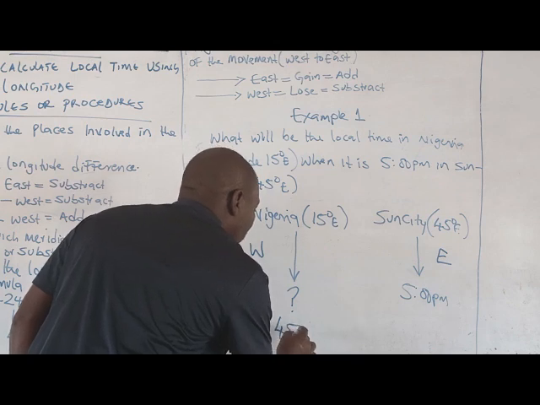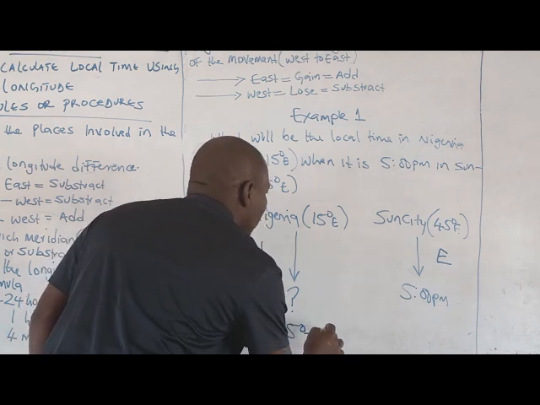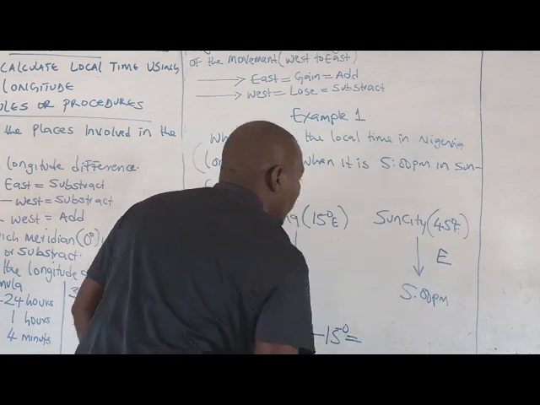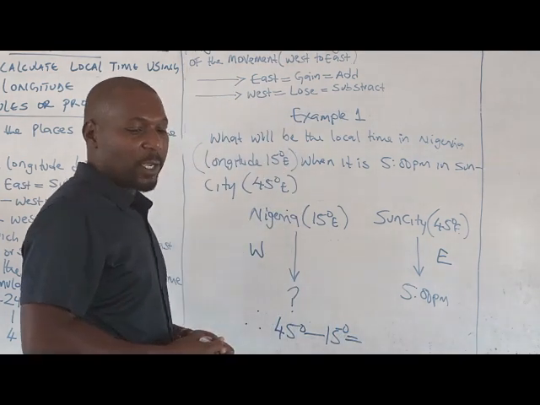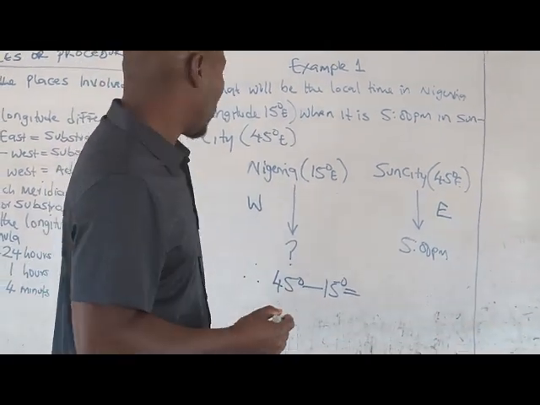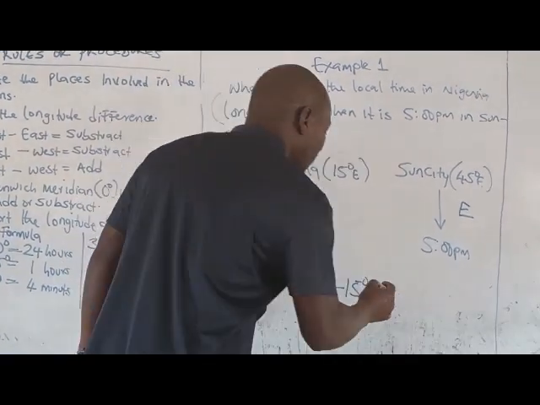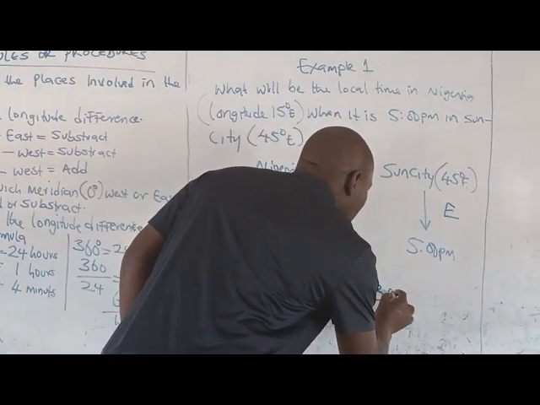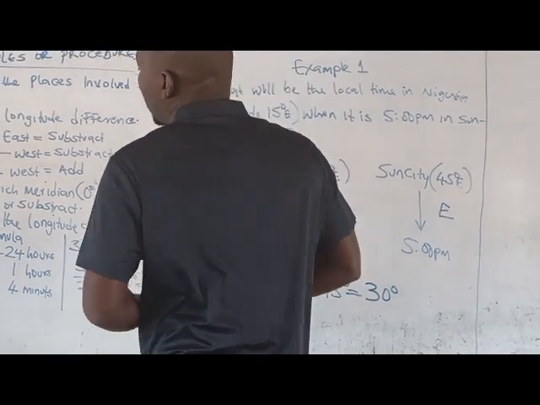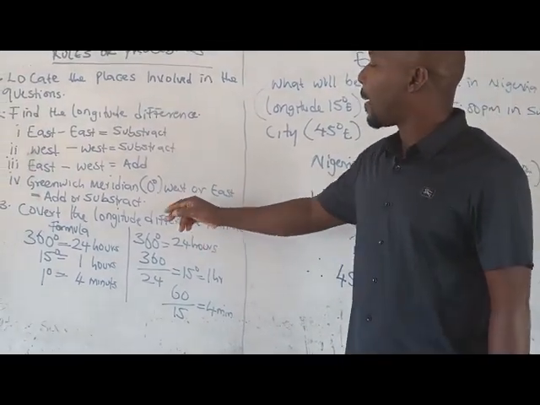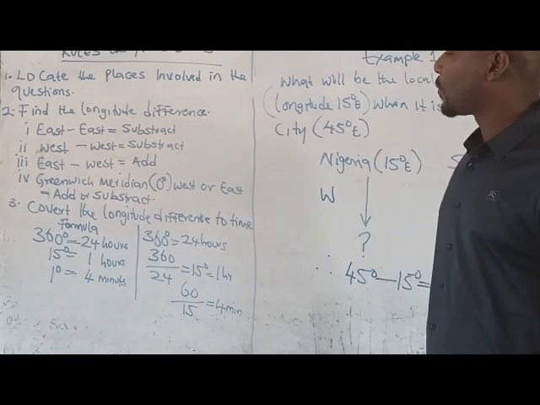So we are subtracting, therefore, 45 degrees minus 15 degrees. What will be our answer? Our answer will be 30 degrees. That means we are done with rule number 2.